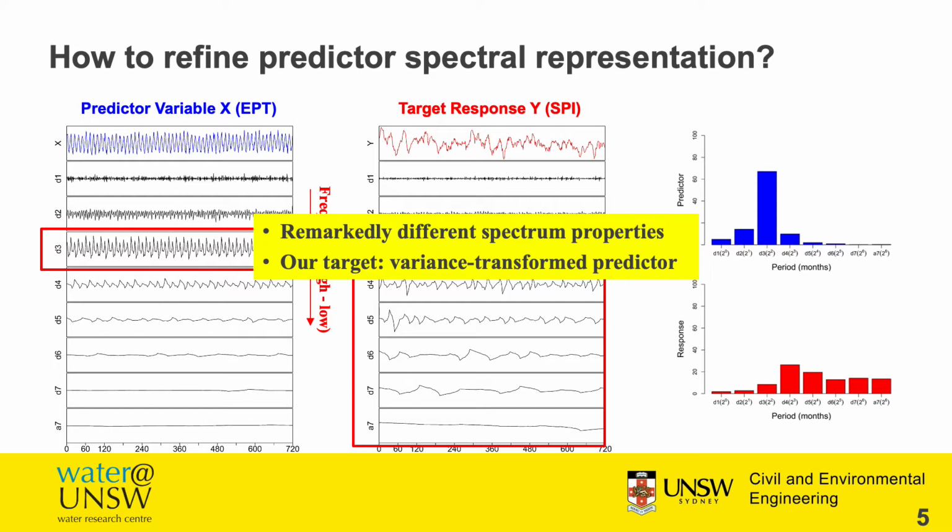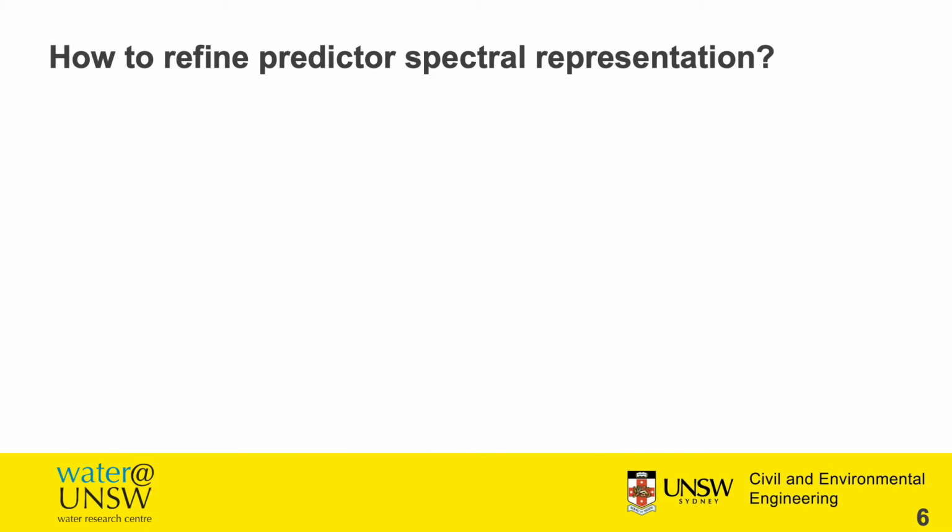So, the main message here is that they have shown remarkably different spectrum properties, and our target is to find the variance transformed predictor, which has a similar spectrum with the associated response. What we are going to propose next is an optimal variance transformation, and the transformed predictor can explain maximum information in the corresponding response in a regression setting. So, how can this be done?